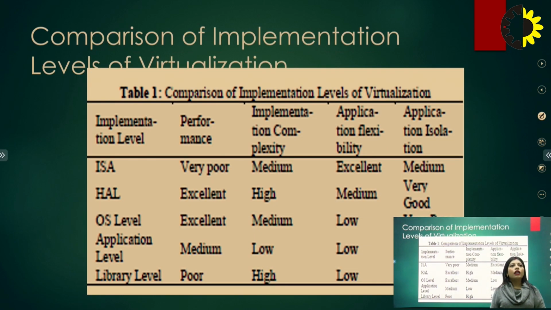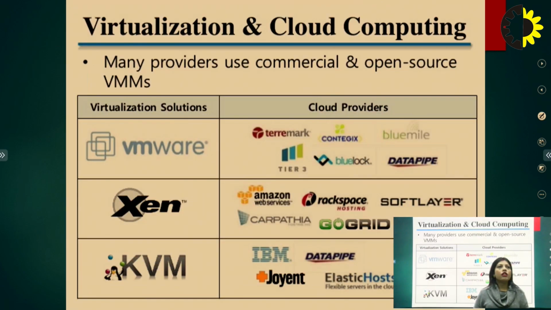Next is the comparison between the different implementation levels. This is on the performance basis. This is on implementation complexity. This is on the basis of application flexibility, and this is on the basis of application isolation.